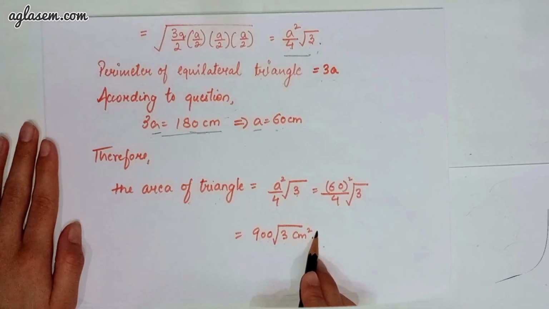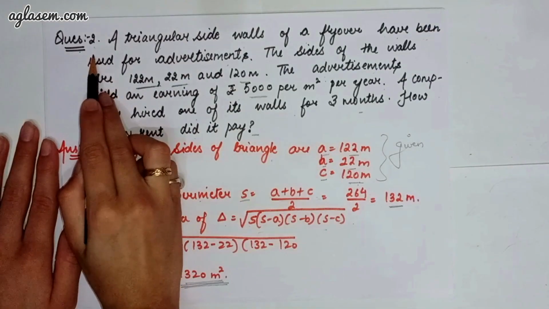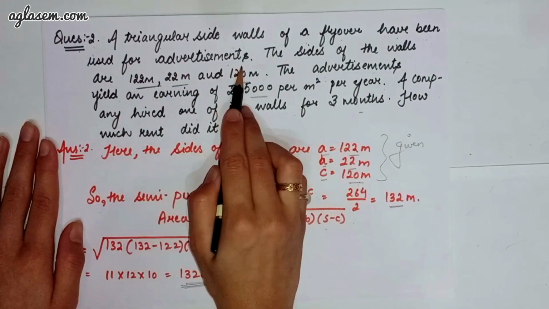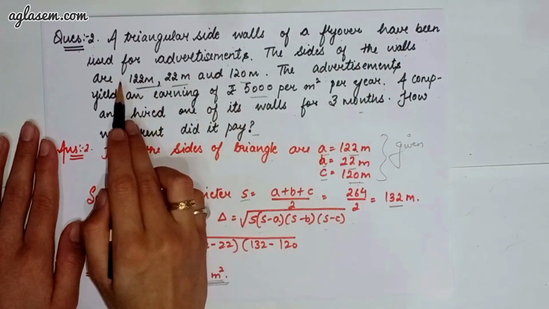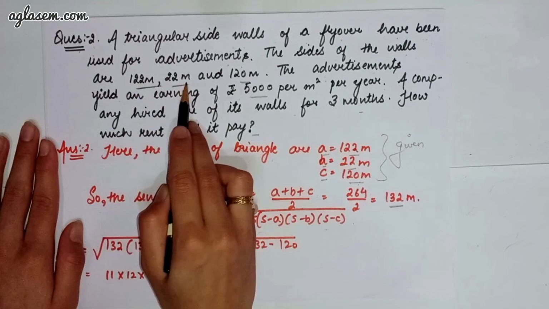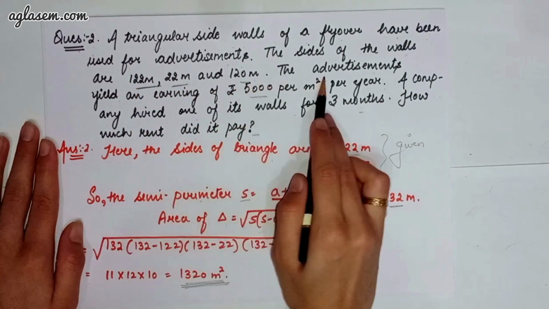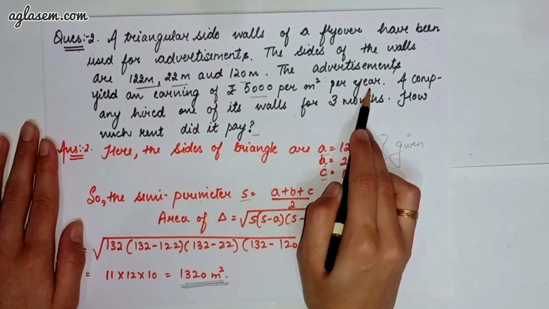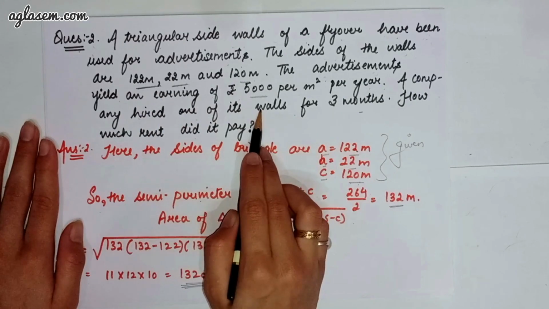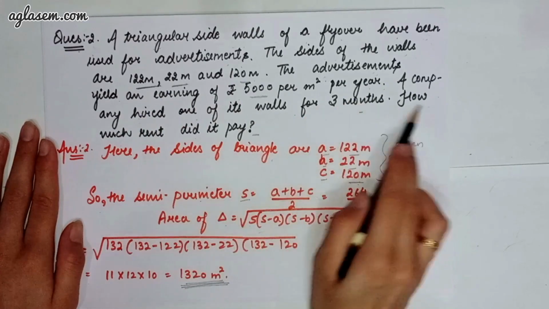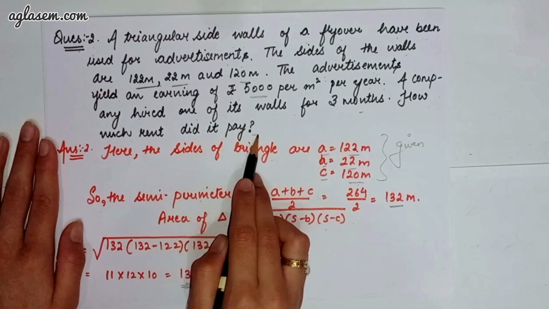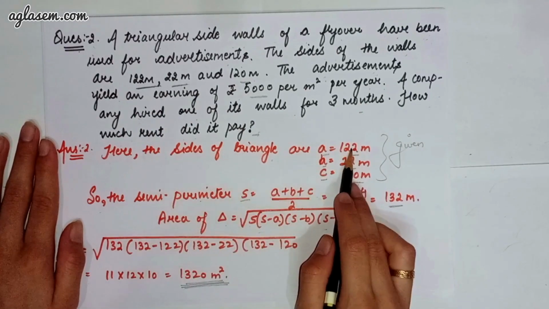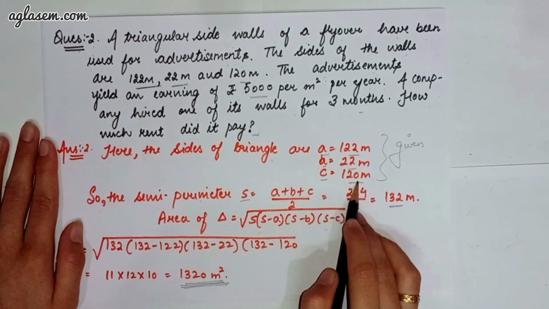Moving further to question number 2, which says a triangular side wall of a flyover has been used for advertisements. The sides of the wall are 122 meter, 22 meter and 120 meter. The advertisements yield an earning of rupees 5,000 per meter square per year. A company hired one of its walls for 3 months. How much rent did it pay? So the answer is here, the sides of a triangle a, b and c are given to us, that is 122 meter, 22 meter and 120 meter.